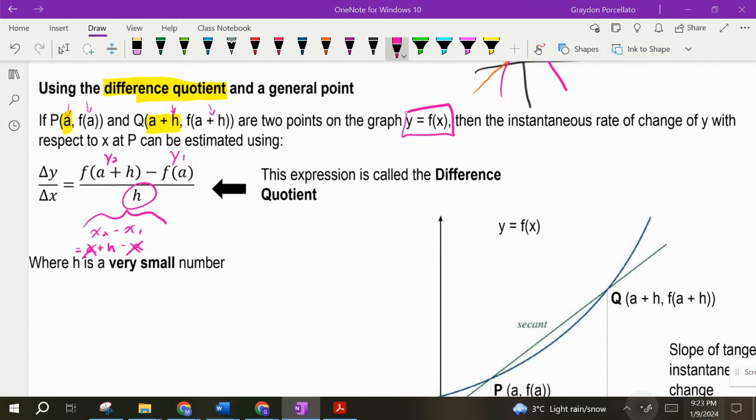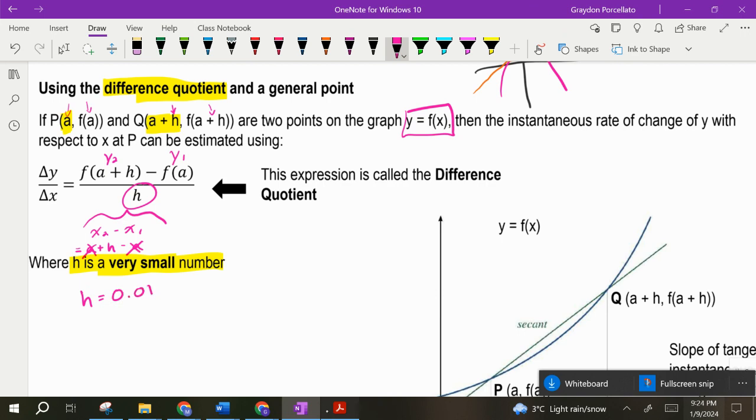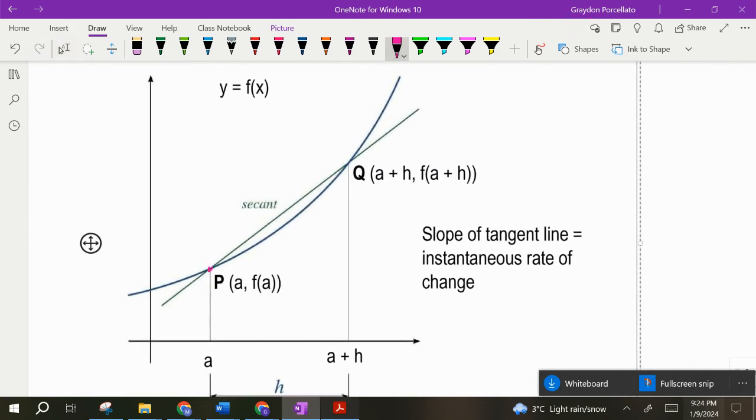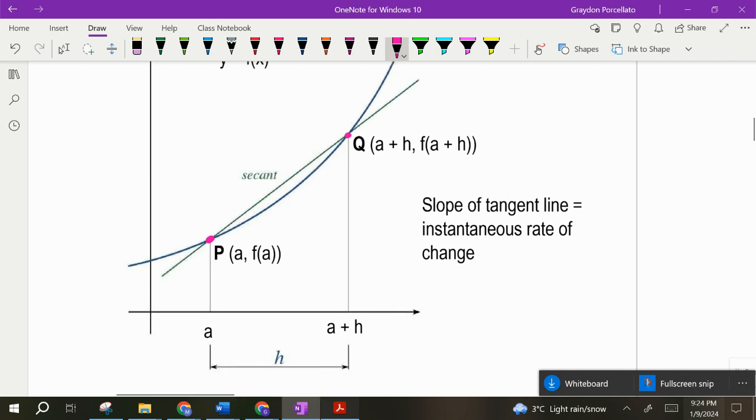Okay? And the idea here is that H is going to be a very small number. Something like 0.01, maybe. H is typically a very small number. Now, if you look over here, this is just giving a visual. P is a point on the graph where x is A and your y is f of A. Q is another point on the graph that's H away from A. Your x value is A plus H, okay?